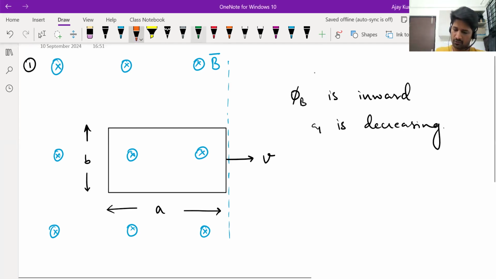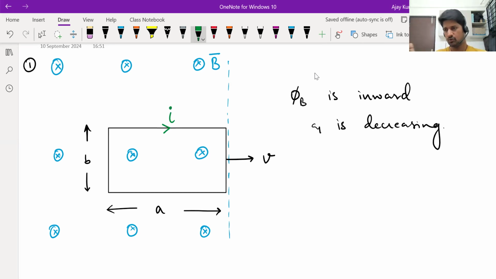And how should current flow to produce inward magnetic field? It will have to flow clockwise. Okay, so as the loop leaves the magnetic field, there will be a clockwise current flowing in it. Clockwise current produces an inward magnetic field. Now, as the loop leaves the magnetic field, the flux through it is decreasing.